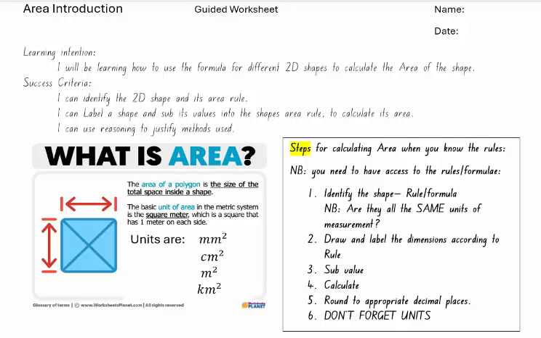So the learning intention today is you will be learning how to use the formulas for different 2D shapes to calculate the area of that shape. The area of a shape is the size of the total space inside a shape. As long as it's a 2D shape, we can find an area.